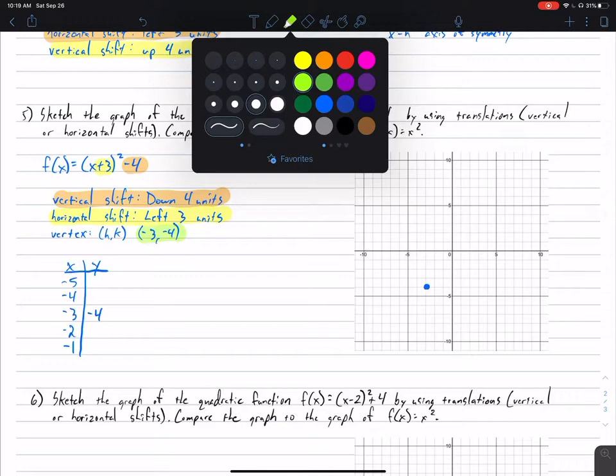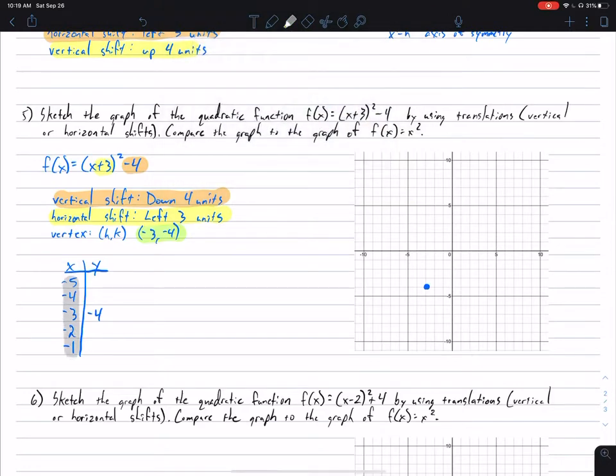I'm trying not to use the same colors. So we're going to take these 5 numbers and plug them in as our x values and then determine what our y value would be. So -5 plugged in there would be -2 squared is 4. 4 minus 4 is going to be 0. -4 plus 3 is -1. Squared is 1. Minus 4 would be -3.